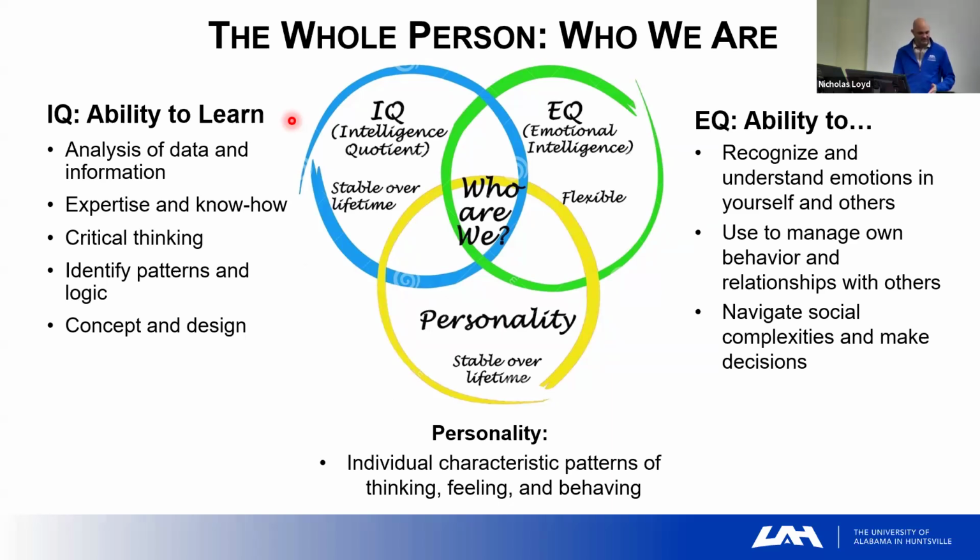Intelligence quotient, IQ, is our ability to learn. Our innate ability to detect patterns, critically think, conceptualize things beyond specifics, and draw more conceptual conclusions, our ability to analyze data. IQ is relatively stable over a lifetime after a certain age, which is pretty young. So we don't get smarter. We don't get more intelligent.